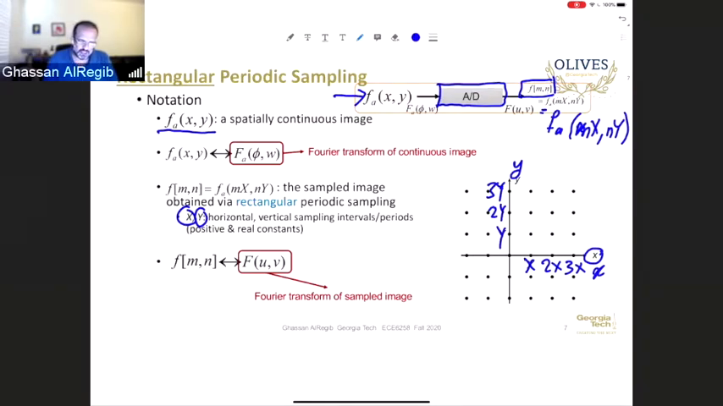Also in this definition that we are trying to follow throughout the lecture today, I'm defining the Fourier transform for the continuous signal as capital F sub a of phi and omega, and then the Fourier transform of our sampled image as capital F of mu and nu. So these are the two Fourier transforms of these two signals.